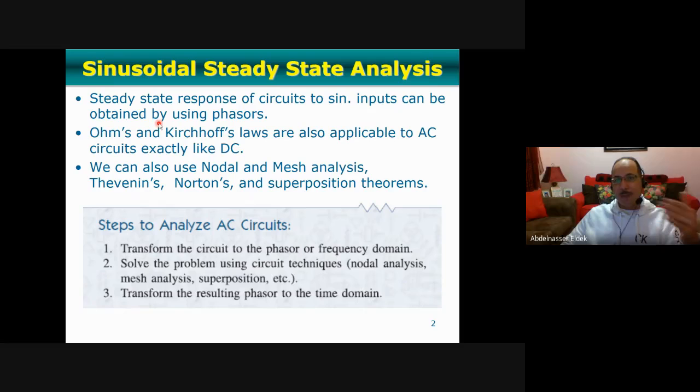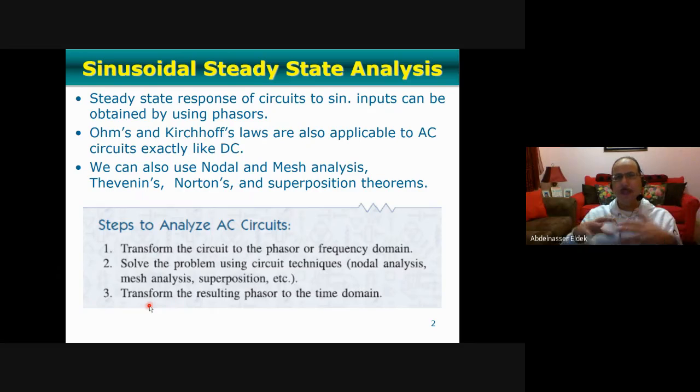Okay, so instead of solving a differential equation, you can use phasors to solve the circuit. We can use Ohm's law, Kirchhoff's current law and Kirchhoff's voltage law, and also nodal and mesh analysis, besides of course some other methods like Thevenin, Norton, and superposition. All these theorems are applied on a circuit that has AC the same as DC. The steps here are that we transform the circuit to phasor, or frequency domain, and then solve the problem using circuit techniques like nodal analysis, mesh analysis, superposition, etc.